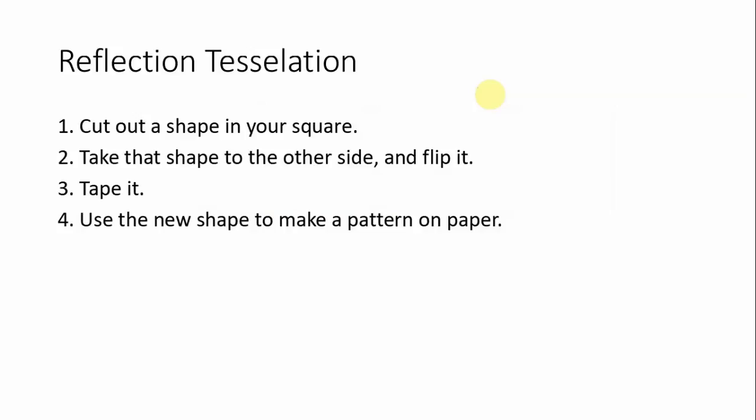Next, the final one is the reflection tessellation. This requires you to take your square or triangle. I use the square in this example. Cut a shape out of it, any shape: an arrow, a smaller square, an animal. And then you take that shape, and like in the translation tessellation, you carry it directly to the other side. But then you turn it around. It's like flipping a paper on the other side. You flip that shape on the other side, and then you use this new shape that you have to make a pattern.